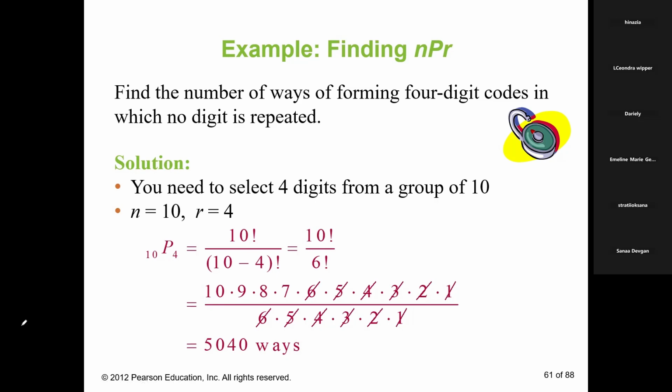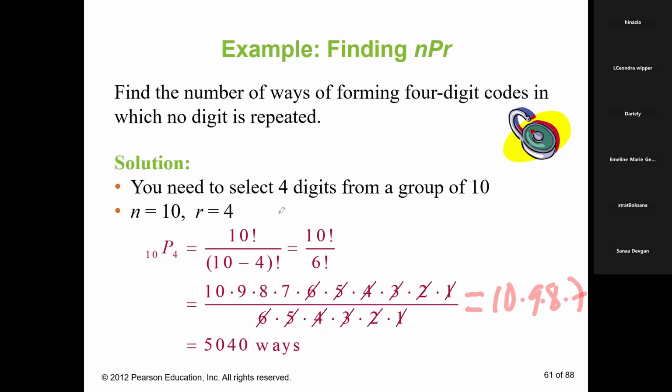So here, this will give you 10 times 9 times 8 times 7. Okay? So that's 10 times 9 is 90. 90 times 56 is 5,040 ways. So there are 5,040 ways you can form a 4-digit code with no digit repeated.